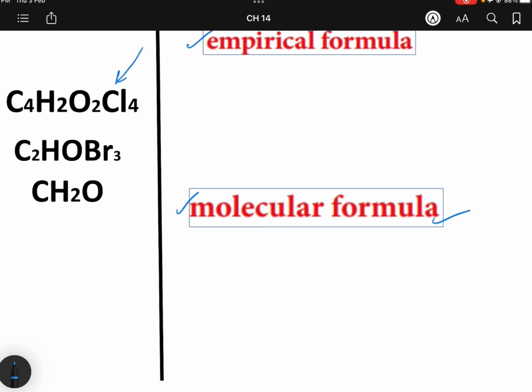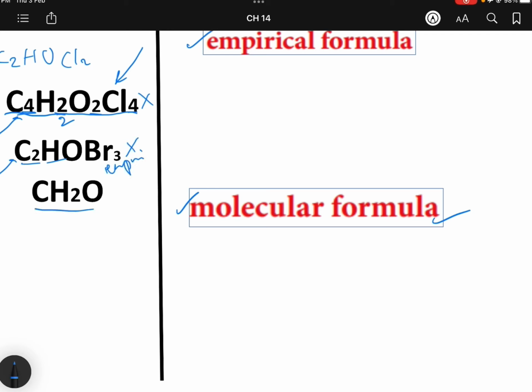It says that the empirical is the simplest, which means, is this simple? As we can see, we have C4H2O2Cl2, which means I can simplify this by dividing this compound by 2. So I can get C2HOCl. So this is not empirical because it's not simplest. What about this? Can I simplify this more? You have 2 carbons, one hydrogen. No, this is empirical.